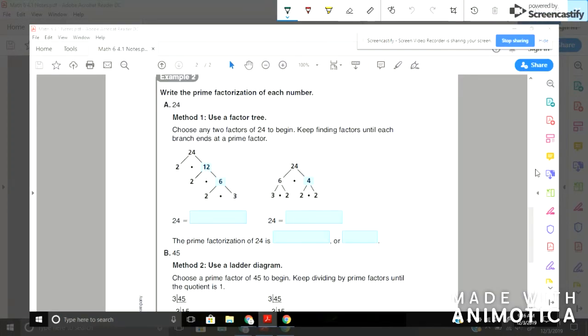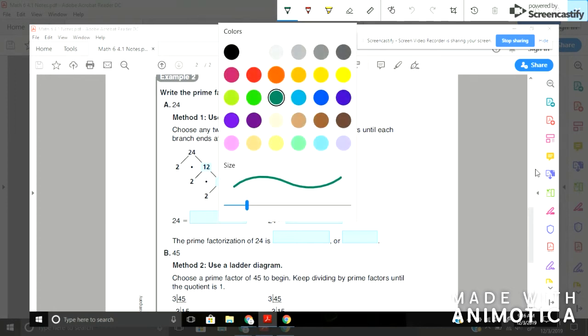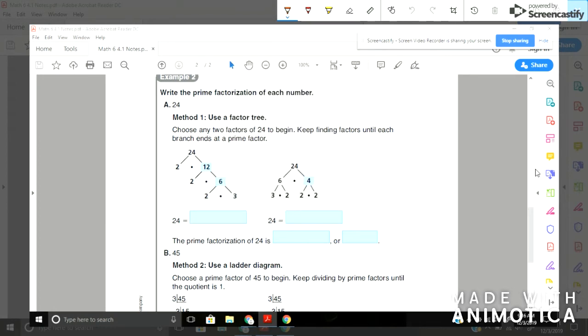Okay, so the first method is the method that I prefer. If you like the second method, that's fine, but I like using a factor tree. That really helps me. Okay, it says choose any 2 factors of 24 to begin, and keep finding factors until each branch ends at a prime number.